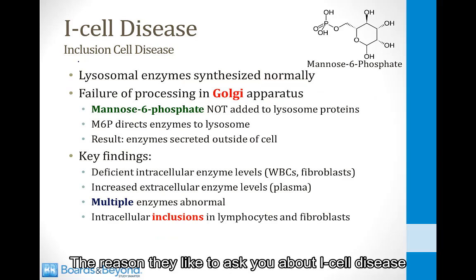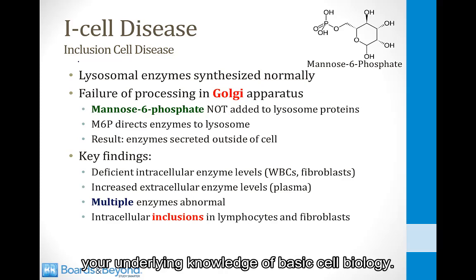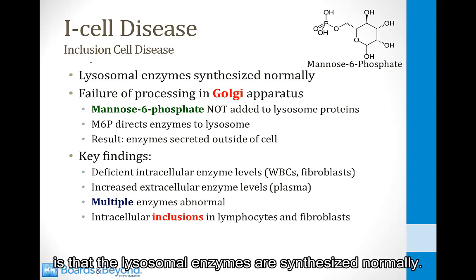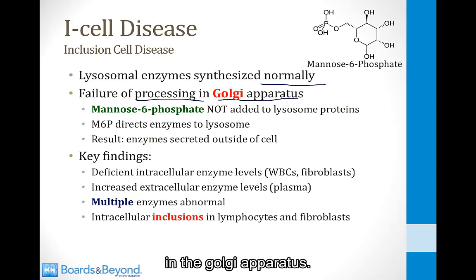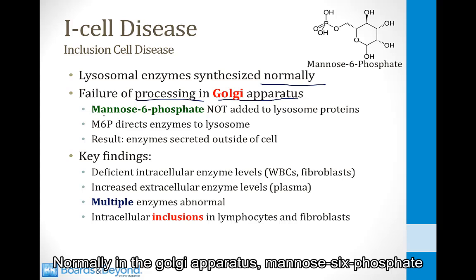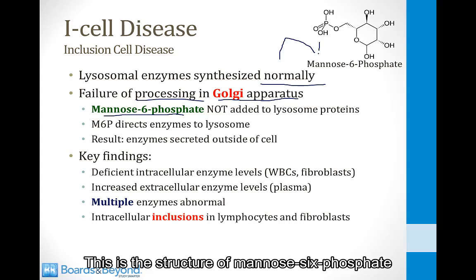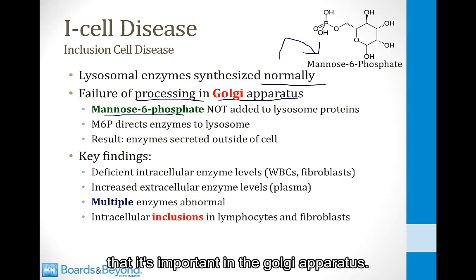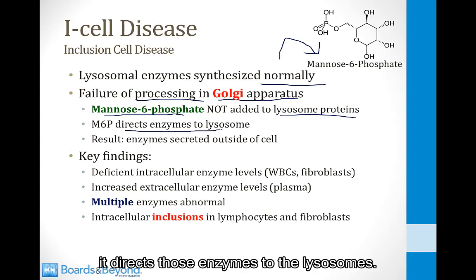The reason they like to ask you about I-cell disease on step 1 of the boards is because it's a way to test your underlying knowledge of basic cell biology. What's interesting about I-cell disease is that the lysosomal enzymes are synthesized normally. The problem occurs in processing of those enzymes in the Golgi apparatus. Normally in the Golgi apparatus, mannose-6-phosphate is added to lysosomal proteins. This is the structure of mannose-6-phosphate on the top of the screen here to help you remember that it's important in the Golgi apparatus. When it gets added to lysosomal proteins, it directs those enzymes to the lysosome.